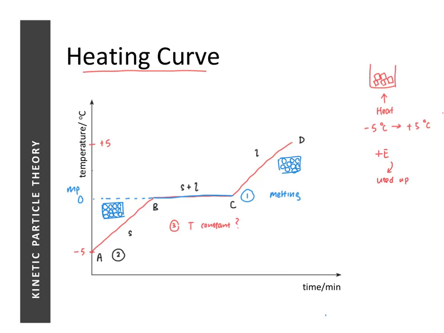So to convert a solid to a liquid, we need to overcome the attractive forces between the particles. And to overcome attractive forces requires energy. So what is happening here is that the heat that we supply is used up to overcome the attractive forces between particles to convert the substance from a solid to a liquid.